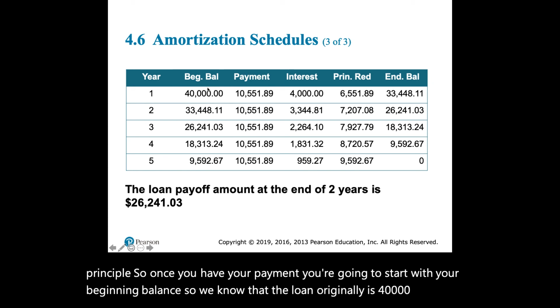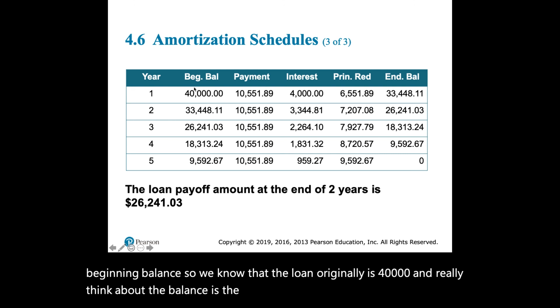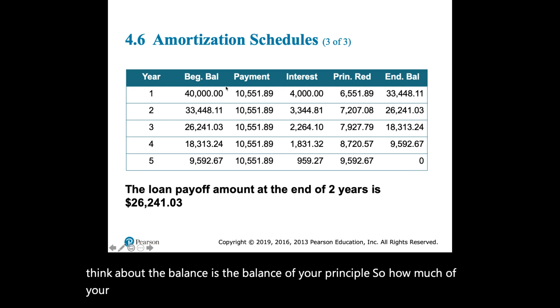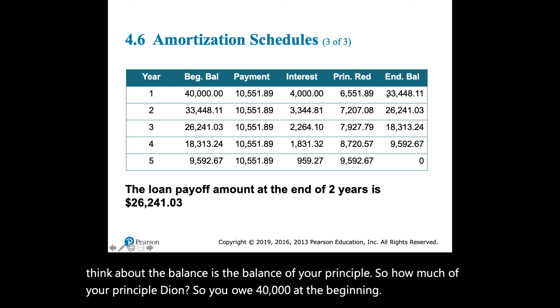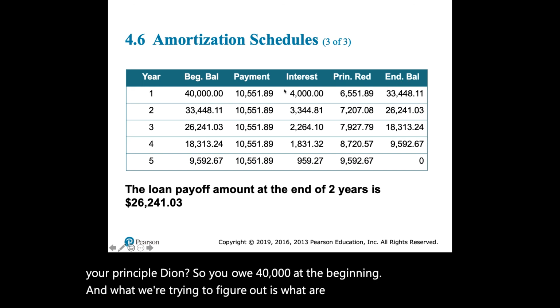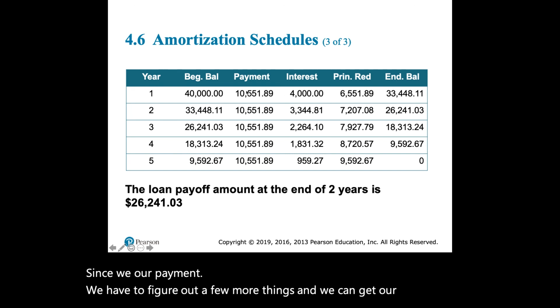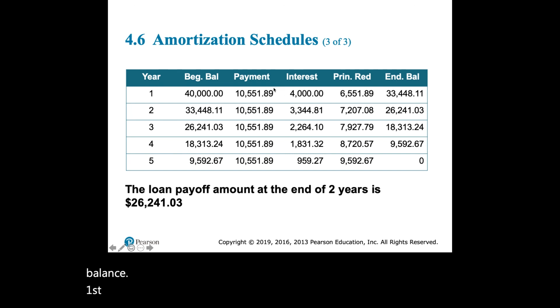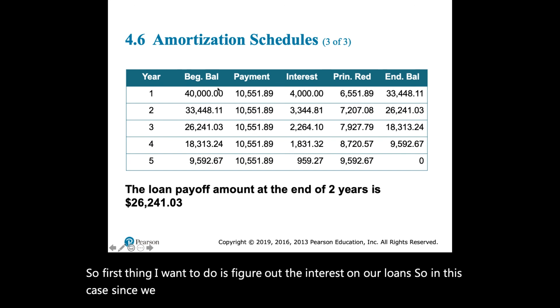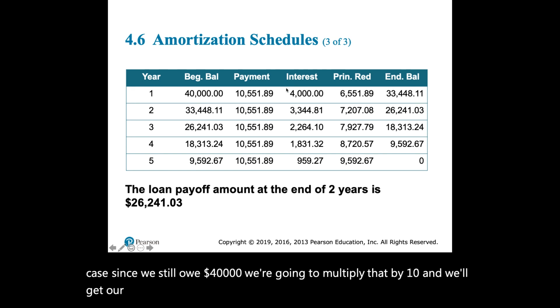And what we're trying to figure out is what our ending balance is of every year. Since we know our payment, we have to figure out a few more things and we can get our ending balance. So first thing you want to do is figure out the interest on our loan. Since we still owe $40,000, we're going to multiply that by 10% and we'll get our interest, okay? Once we know how much interest we're paying and what our payment is, if we subtract the interest from the payment, that's going to give us our principal reduction. In other words, it's going to tell us how much of this payment is principal.